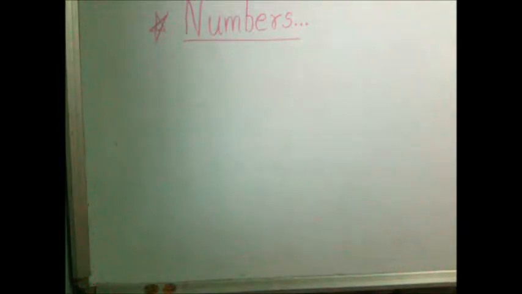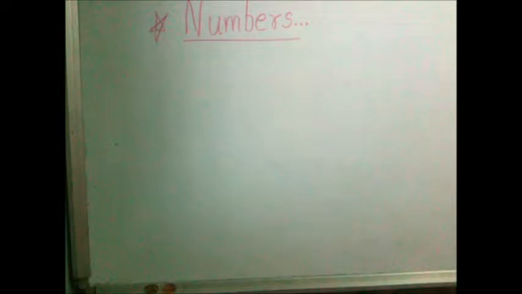Then comes composite numbers. Numbers greater than 1 which are not primes are called composite numbers. 1 is neither prime nor composite. 2 is the only even number which is prime. There are 25 prime numbers between 1 and 100. This is a very important thing, note it down. Two numbers A and B are said to be co-primes if their HCF is 1.